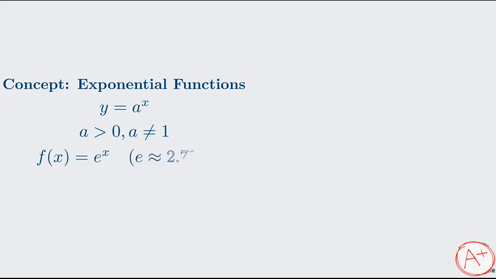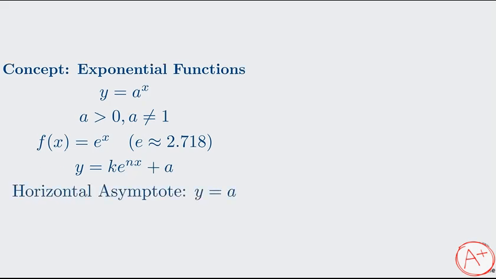In your IGCSE syllabus, the most important base is the mathematical constant e, which is approximately 2.718. We call this the natural exponential function. In the exam, you will often see the general form y equals k times e to the power of nx plus a. Let's break down the key features you need for sketching. First, the horizontal asymptote. This is the value the graph approaches but never actually reaches. For this general form, the horizontal asymptote is simply y equals a.